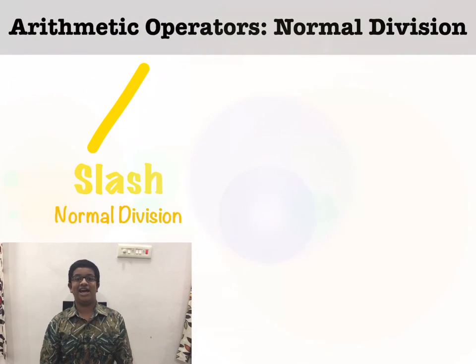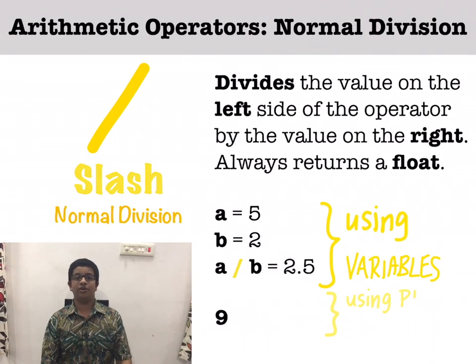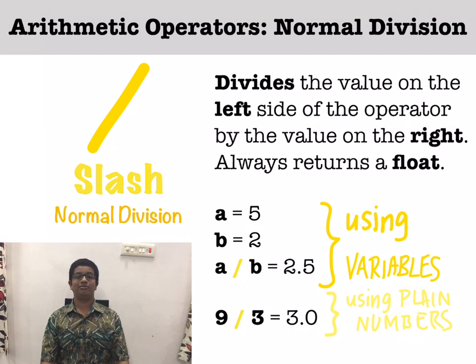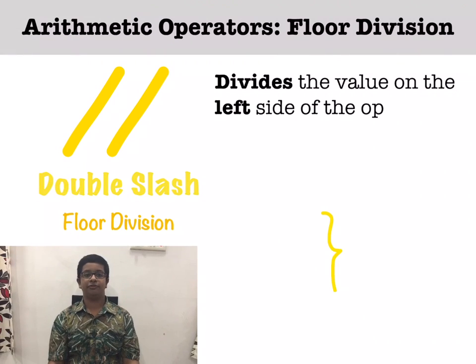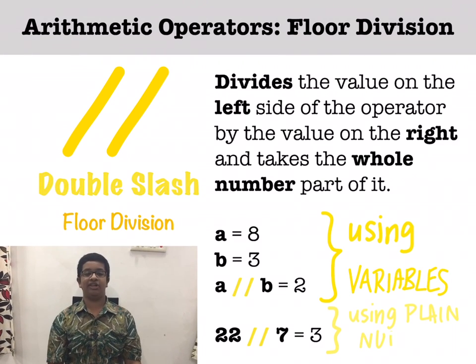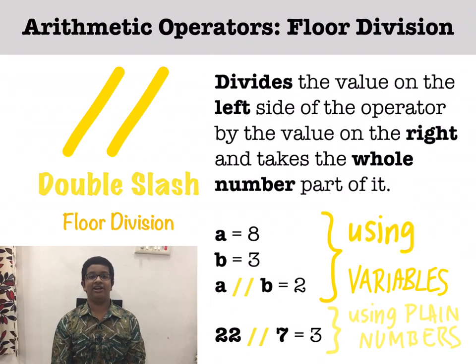Slash. The slash sign is used for normal division. It divides the value on the left side of the operator by the value on the right, and it always returns a float value or a decimal number. Double slash. The double slash is used for floor division. It divides the value on the left side of the operator by the value on the right and takes only the whole number part of it.